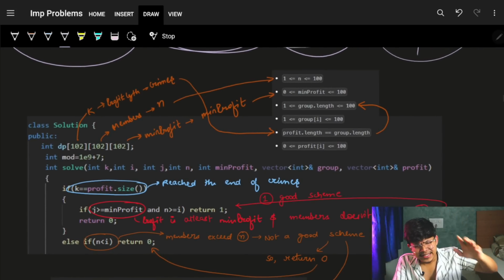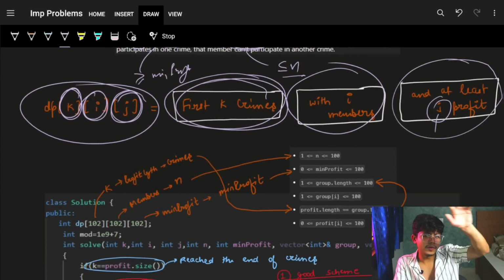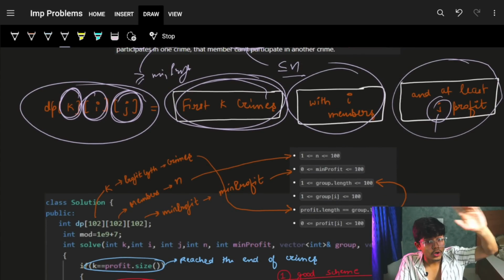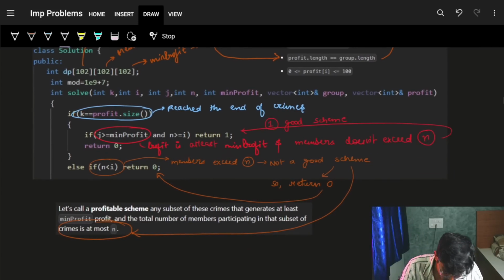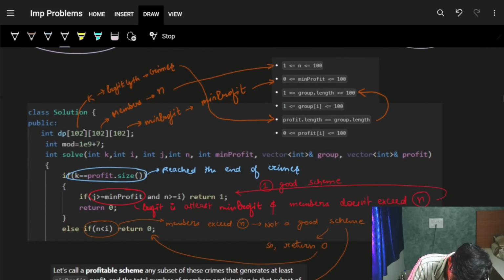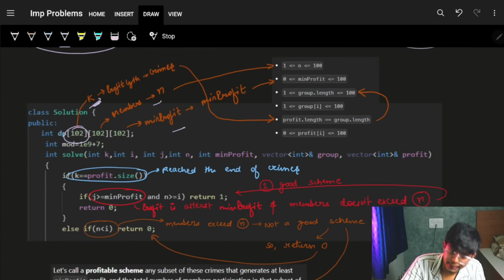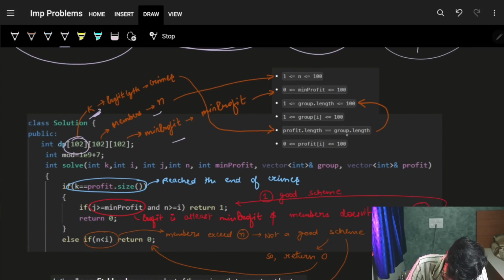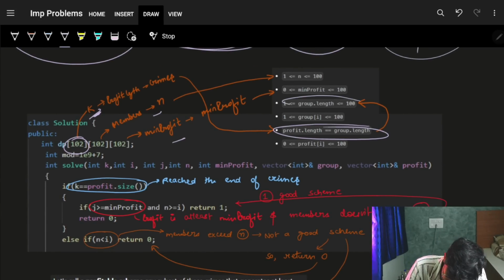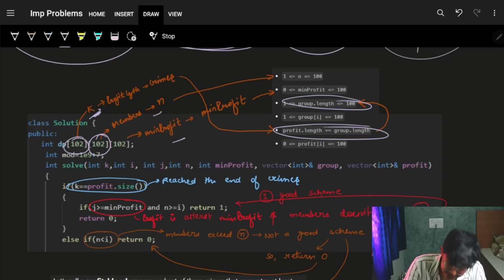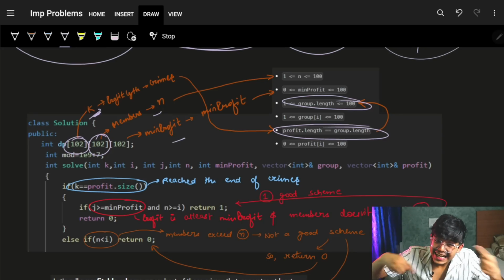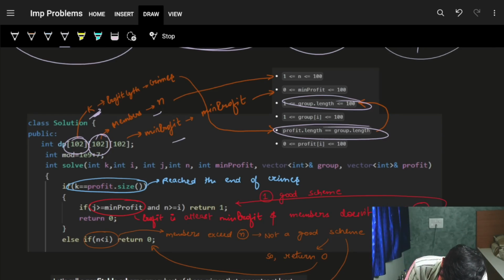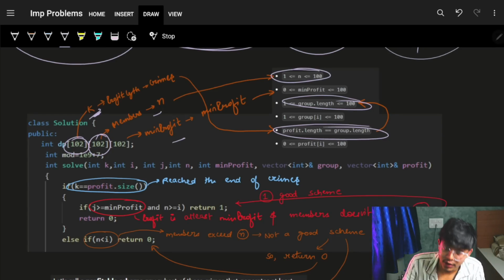The code is pretty simple, exactly the same as how we do a knapsack problem, although I showed you above also: just two options, grab it or not grab it. Let's see the code pretty quickly. Firstly, as we saw, our state of DP is K, I and J. K is nothing but profit.length, which is the group.length, which is actually 100. I is the number of members. In total, the members can go up to n, because n is the upper limit of members. So I say my n is less than or equal to 100.